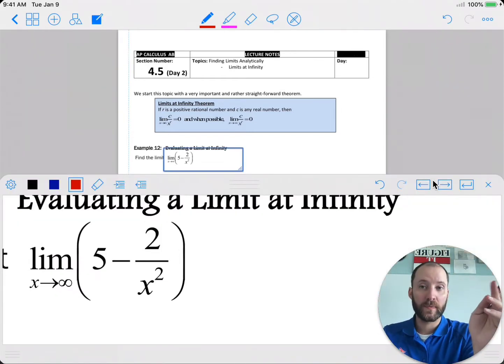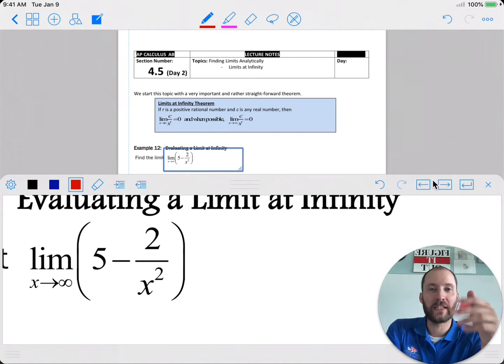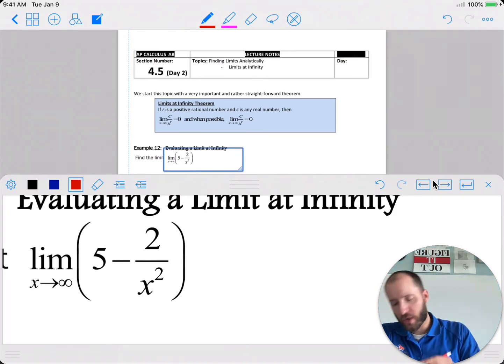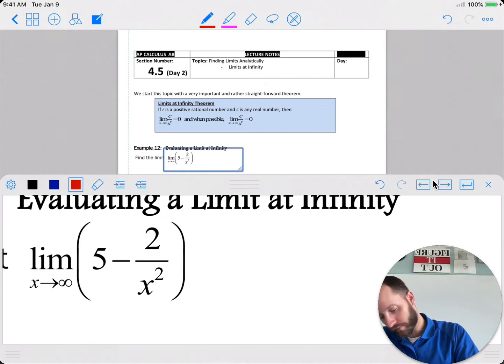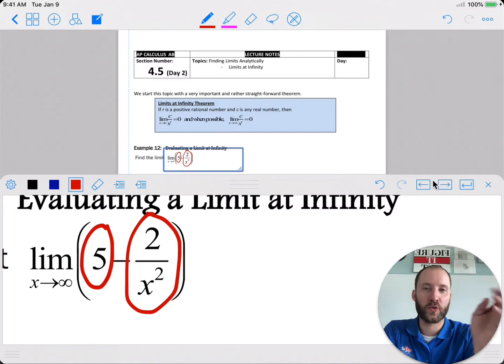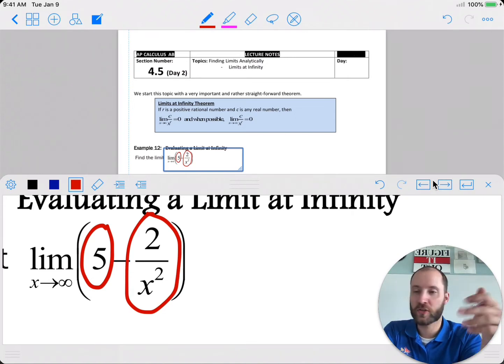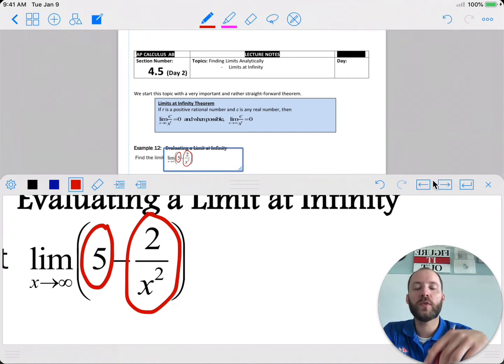Example 12. The limit as x approaches infinity of 5 minus 2 over x squared. Look at each piece on its own to start with: the 5, and the 2 over x squared. Let's start with that fraction, 2 over x squared. x is getting bigger and bigger and bigger. So 2 over 1 squared, 2 over 2 squared, 2 over 3 squared, 2 over 10 squared, 2 over 100 squared, 2 over 1000 squared.